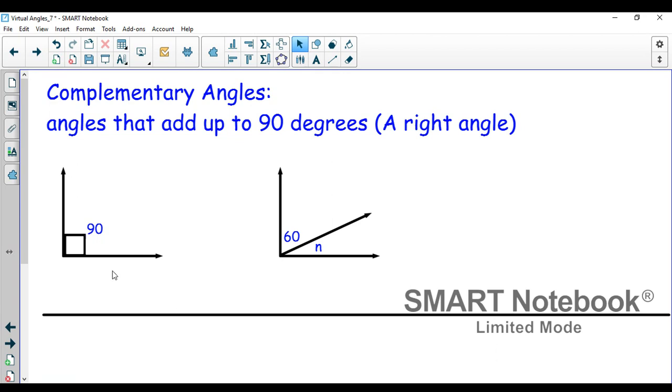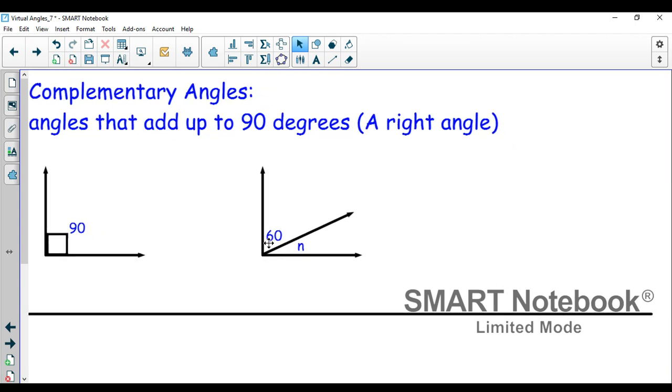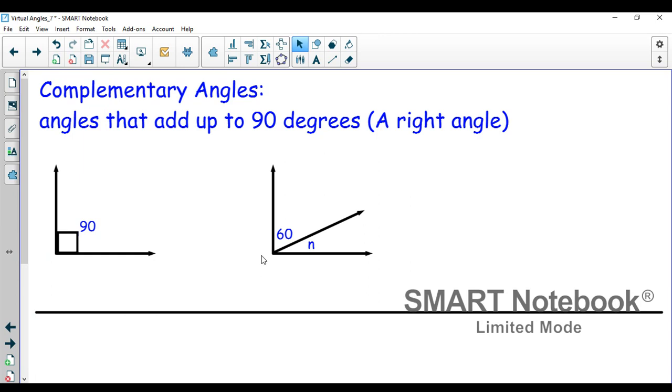So you can see here, this is a right angle. Typically, you'll see a little box in the corner to show you that it is a right angle. Now, over here, right next to it, all we have is a right angle that's been split into two pieces. It's still a right angle. We still have a 90-degree angle.